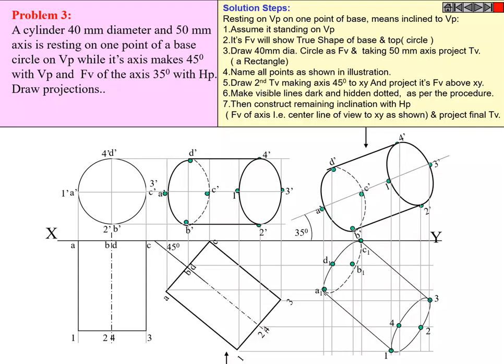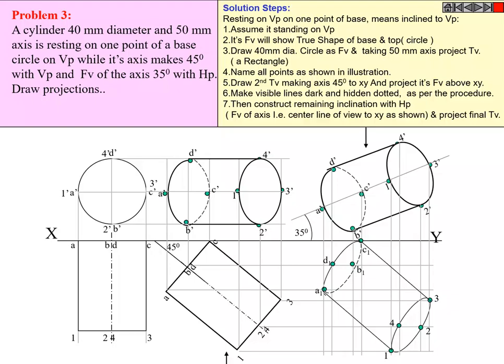Dear students, we'll discuss how to solve problems on the position of cylinders. A cylinder of 40 mm diameter and 50 mm axis is resting on one of the points of a base circle on VP, while its axis makes 45 degrees with VP and the front view of the axis makes 35 degrees to HP. Draw the projection.